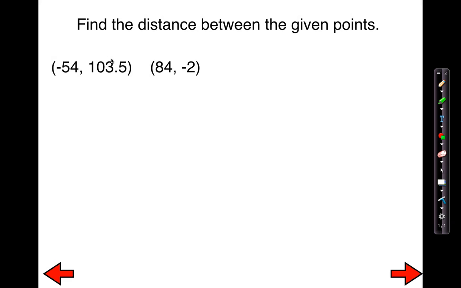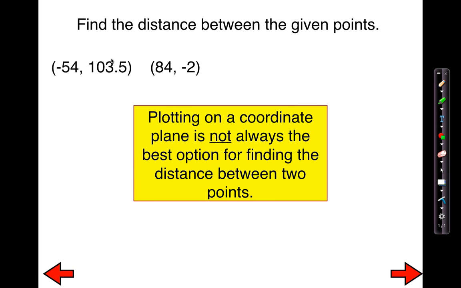So here, let's think. If we were given 2 points that were maybe very large numbers or decimals, ideally, would we want to put it on a graph and do the same thing that we did in the previous slide? The answer is no. Plotting on a coordinate plane is not always the best option for finding the distance between 2 points because maybe your ordered pairs are too large again, or maybe your points are not whole numbers, so that's going to be a little bit difficult to do.